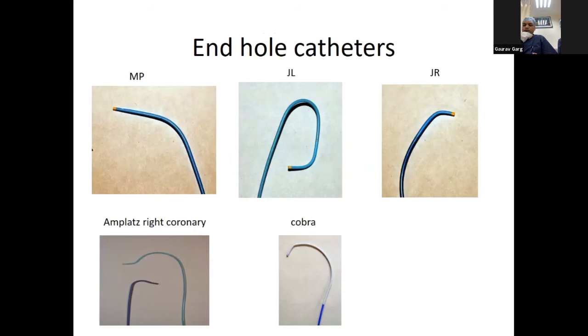These are the different types of end hole catheters, like a multi-purpose catheter, left Judkins, right Judkins, and Cobra catheters. They are different types of end hole catheters.